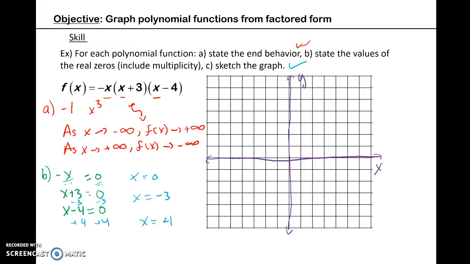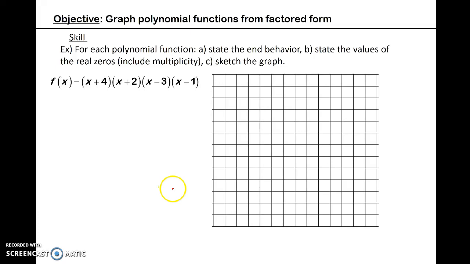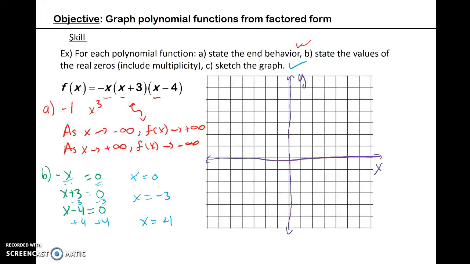So the first thing that we're going to do is graph our zeros. So I have a 0 here at 0. I have a 0 at -3. 1, 2, 3. I have a 0 at 4. 1, 2, 3, 4.